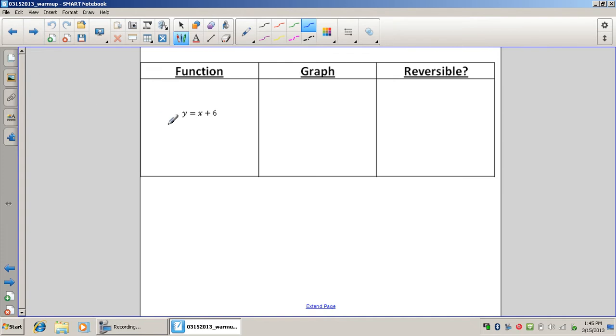So here we have one, y equal x plus 6. Perfect example of a linear function, which we're going to draw out right here. And just looking at the graph, we see for every input I pick, 1, 2, 3, 4, 5, 6, whatever we decide to pick, there's one and only one output. And that's pretty evident from this graph. So this one clearly is reversible. So linear, reversible. Let's look at some other ones.